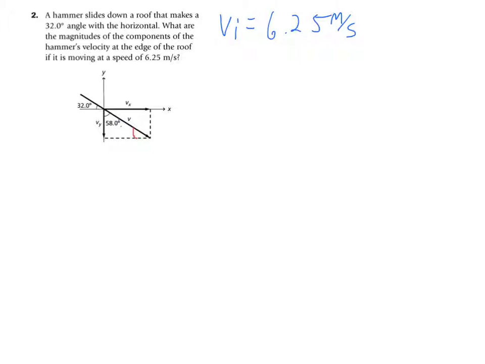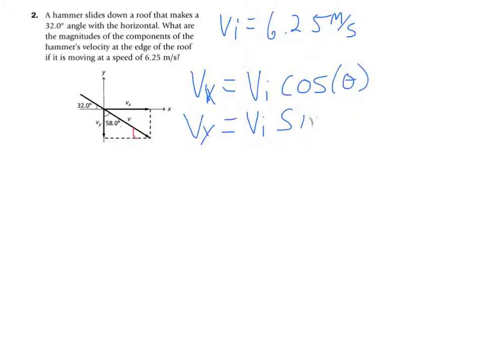It is again very similar to a problem that we had seen last unit, where we use the equation V sub x is equal to V sub I times the cosine of theta, and V sub y is equal to V sub I times the sine of theta.